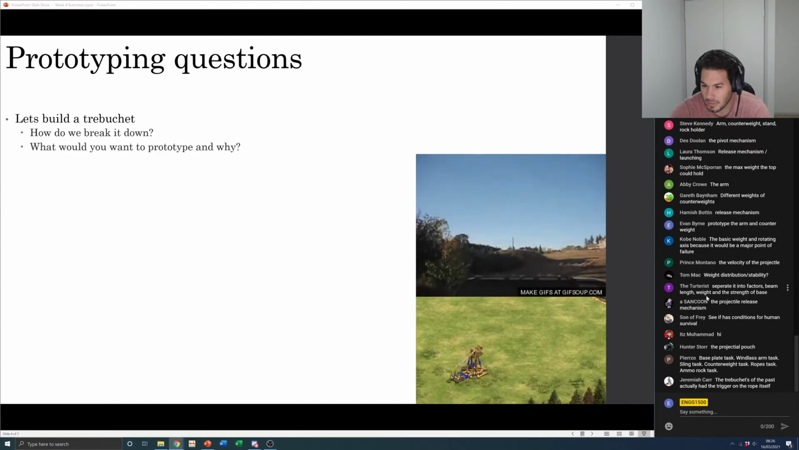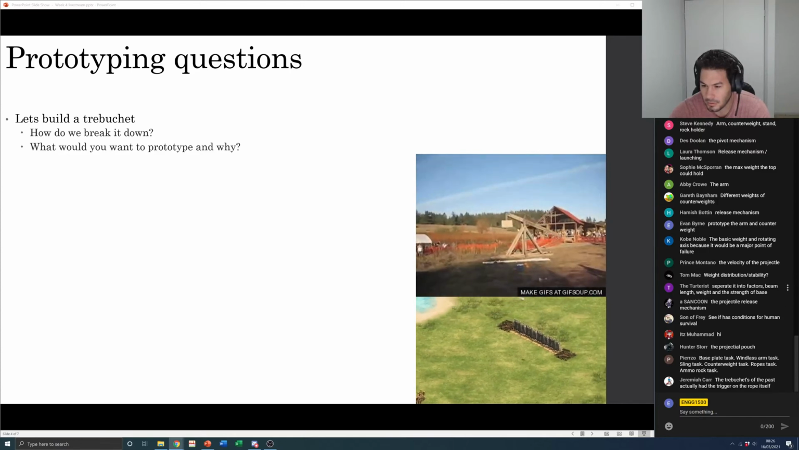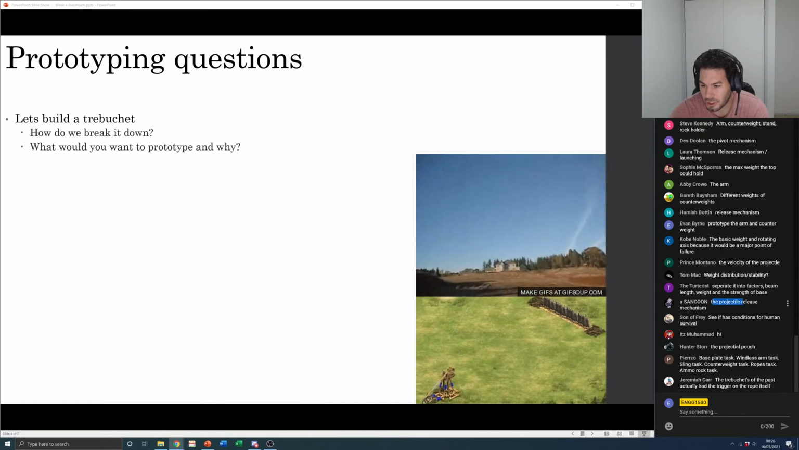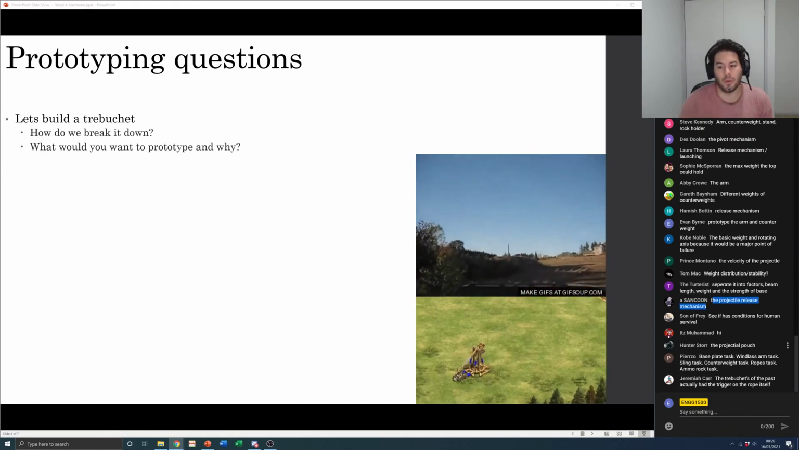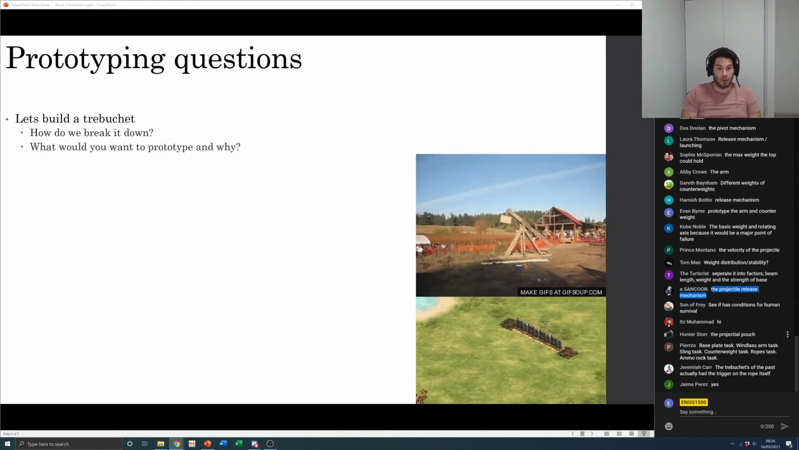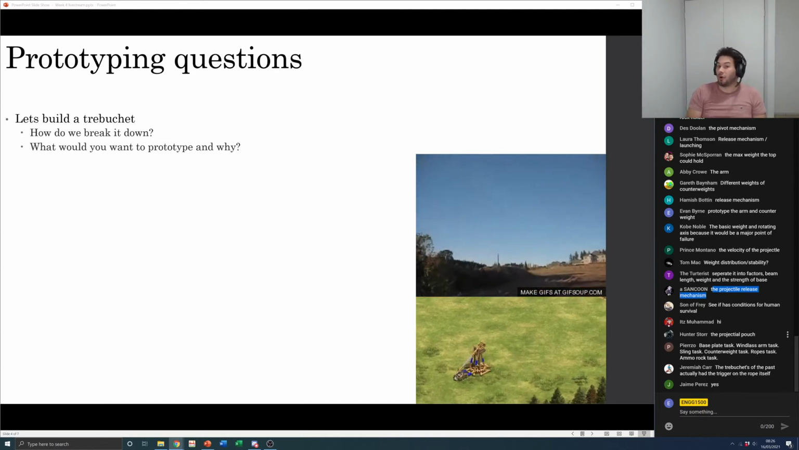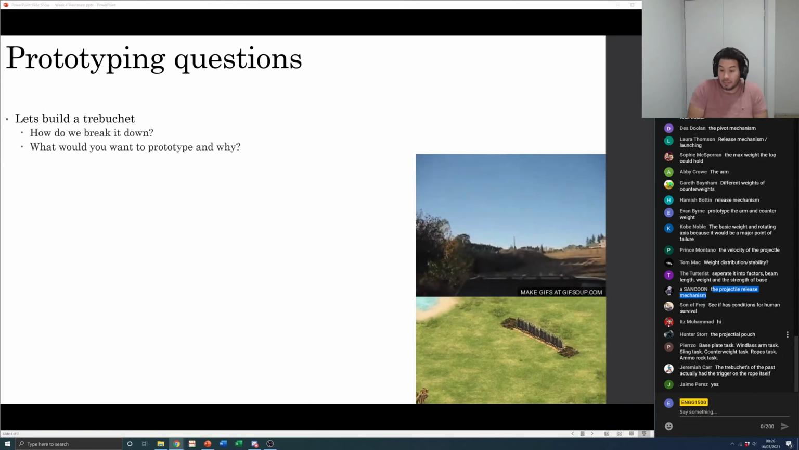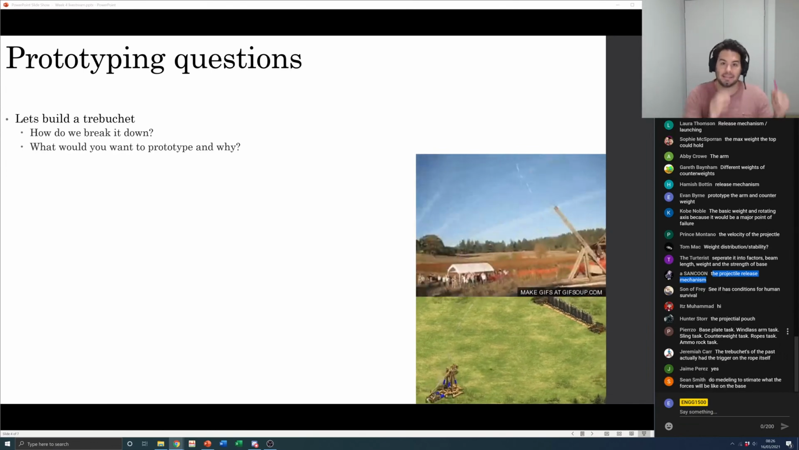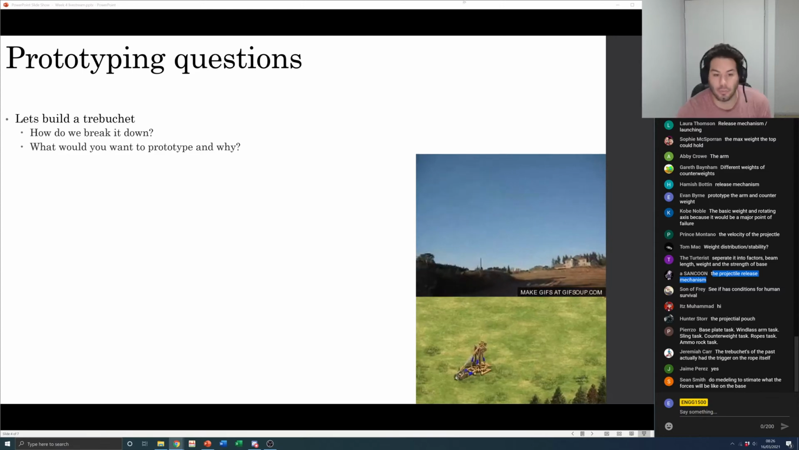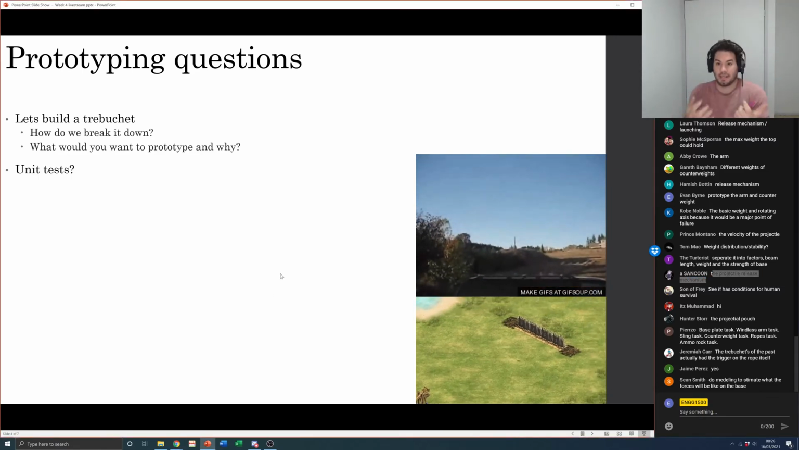The projectile release mechanism. So this is another one. This is a good one that you would want to know about. But how do you test that without building an entire trebuchet? Is it possible to test that as a unit, right? So what I'm asking you about here are unit tests, yeah?